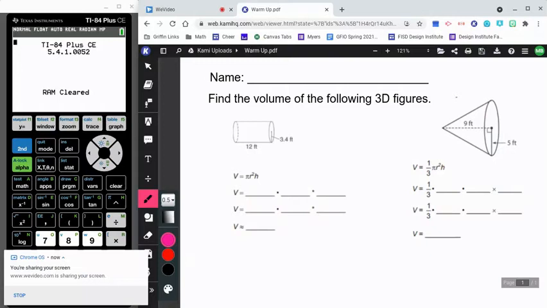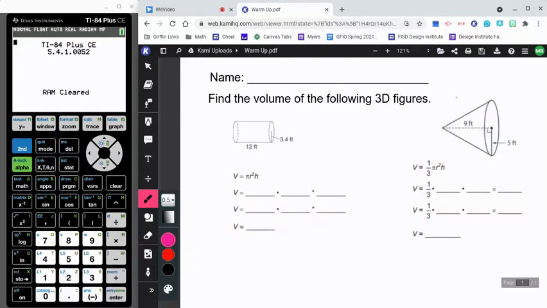Our warm-up, we were asked to find the volume of two three-dimensional shapes. Our first shape is a cylinder, and our second shape is a cone. Anytime we are finding volume or anything that applies to formula, we should always start by writing down our formula. So looking at our green formula chart, we should have looked for volume of a cylinder.